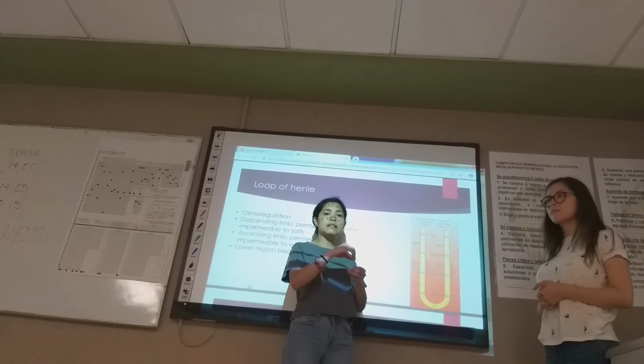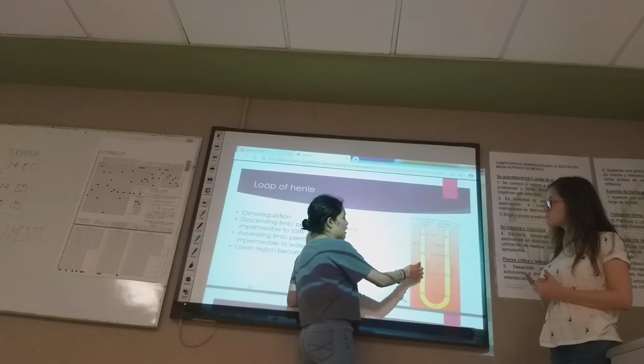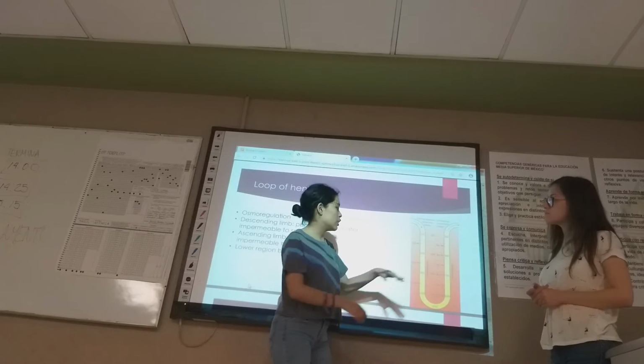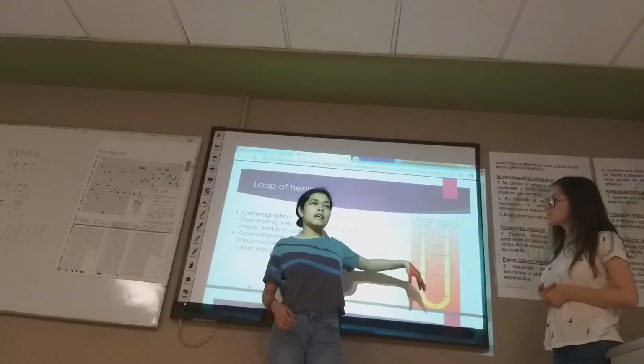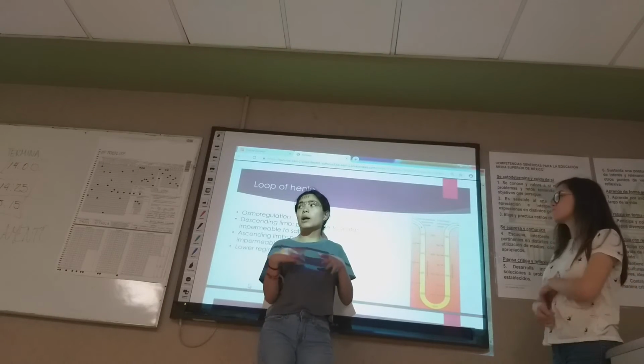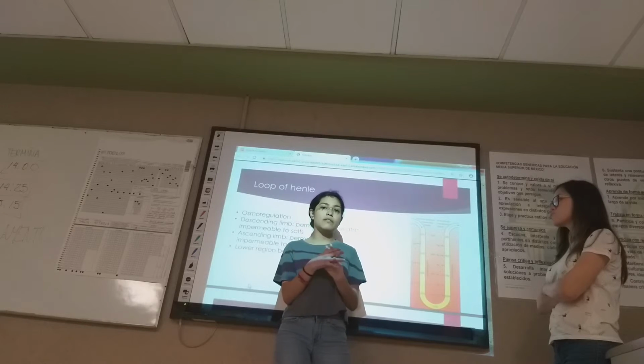So what happens is that when the filtrate is coming out of the loop of Henle, a lot of water goes out, and in the ascending limb a lot of salts come in. So the surrounding environment of the lower part of the loop of Henle becomes very, very salty.